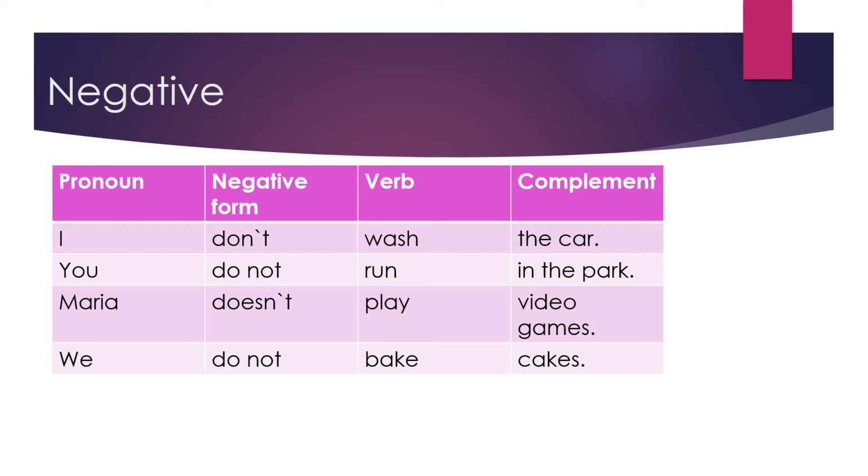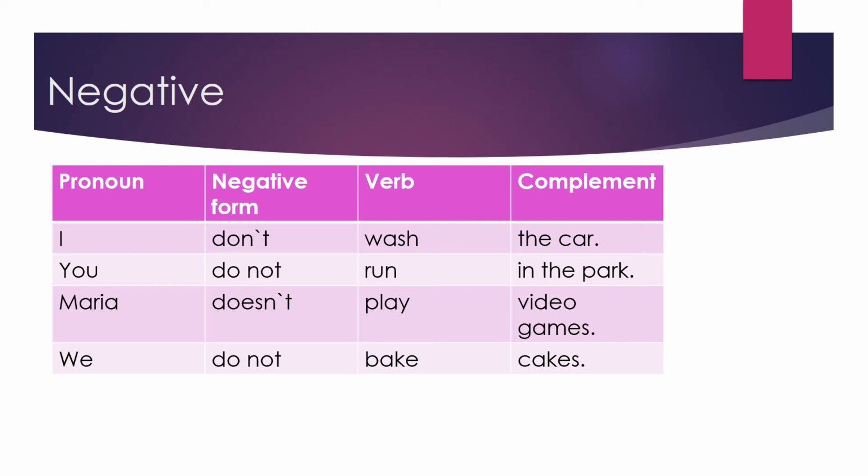Okay? After the negative form, it follows a verb. Remember, very important to remember that the verb is always going to be in the base form. No ing, no ed, nothing. The verb goes in the base form always. And after the verb, we could add a complement to make our sentences a bit better.